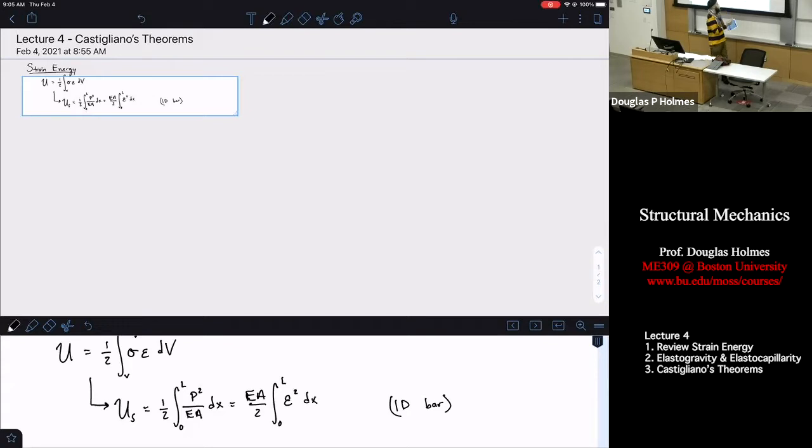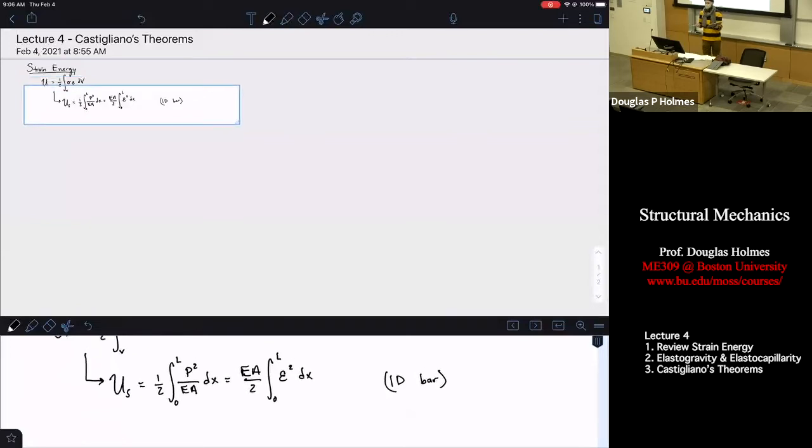I pulled out the EA there, which is what you can do if the modulus and the cross-sectional area is uniform along the length x. If it's not, then you keep it in the integral, and it'll have some functional dependence on x. And so when you integrate over x, you'll have to account for that in your integral. So pulling it out is what you can do if it's constant cross-sectional area, constant material properties.